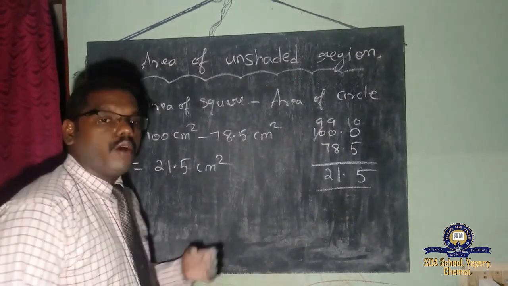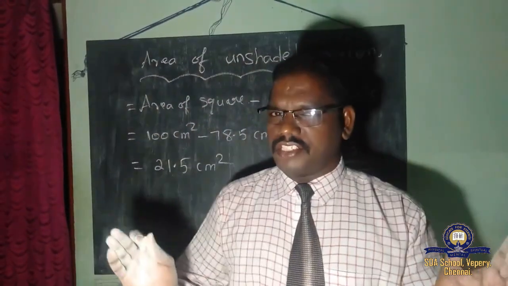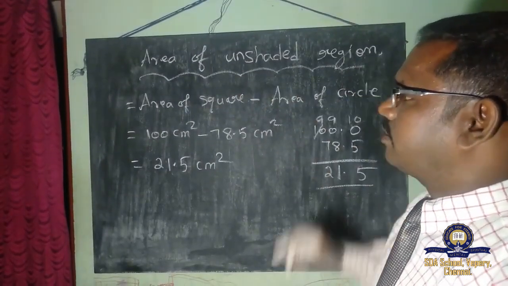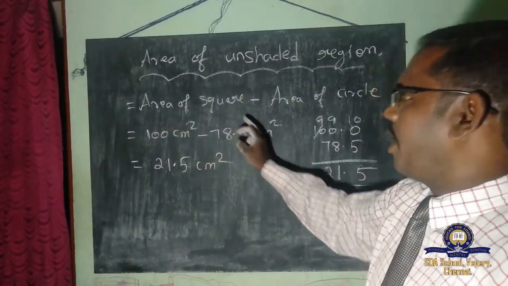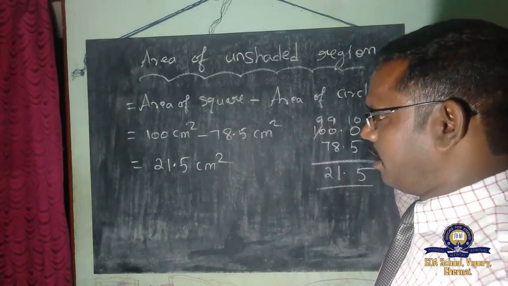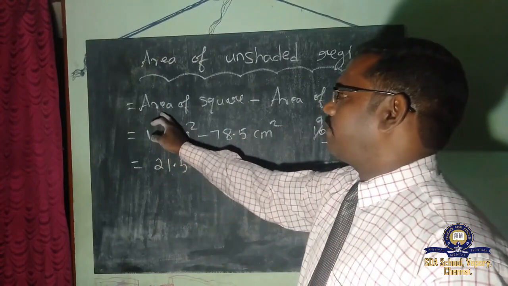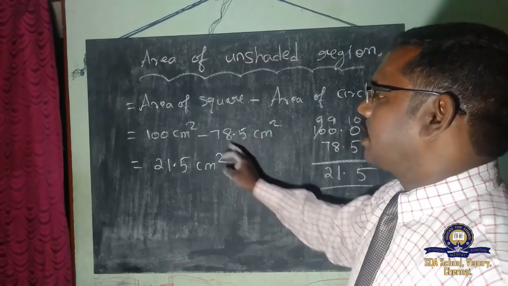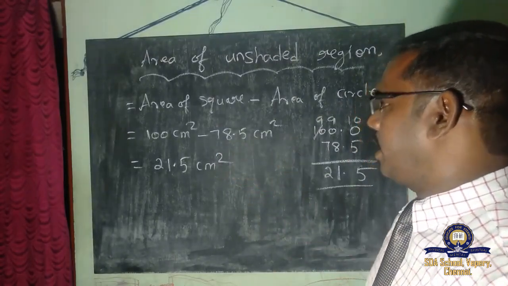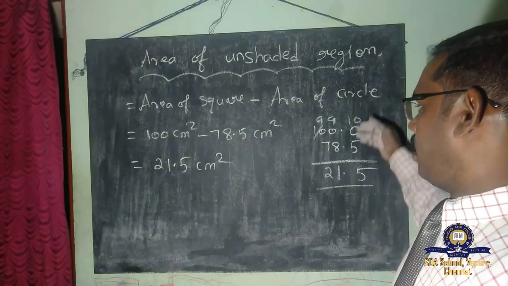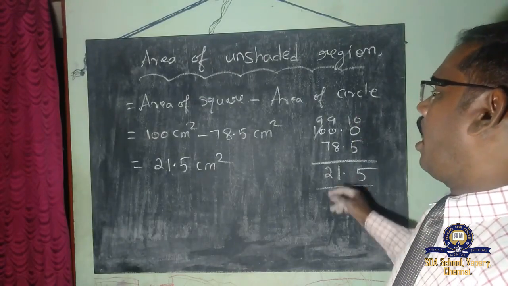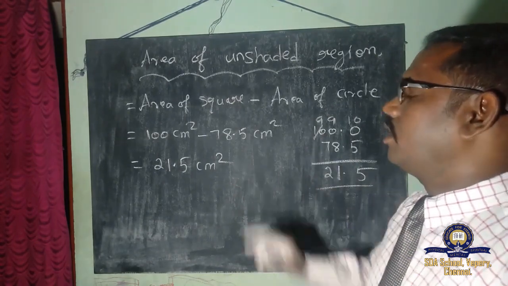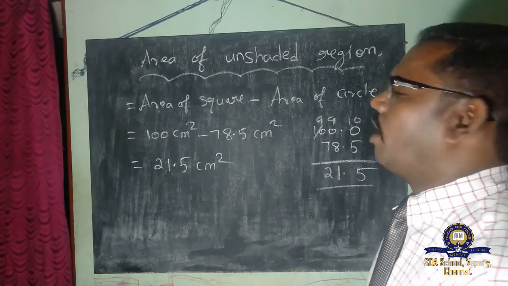Okay, students, now we have come to the last step of the problem. So area of the unshaded region is area of the square minus area of the circle. Already we found the answers. Area of the square is 100 centimeters square. Then area of the circle is 78.5 centimeters square. Then we have to subtract like this. I have done it in the rough column. You see, 100 minus 78.5, you will get 21.5 centimeter square. So this is the final answer of this problem.